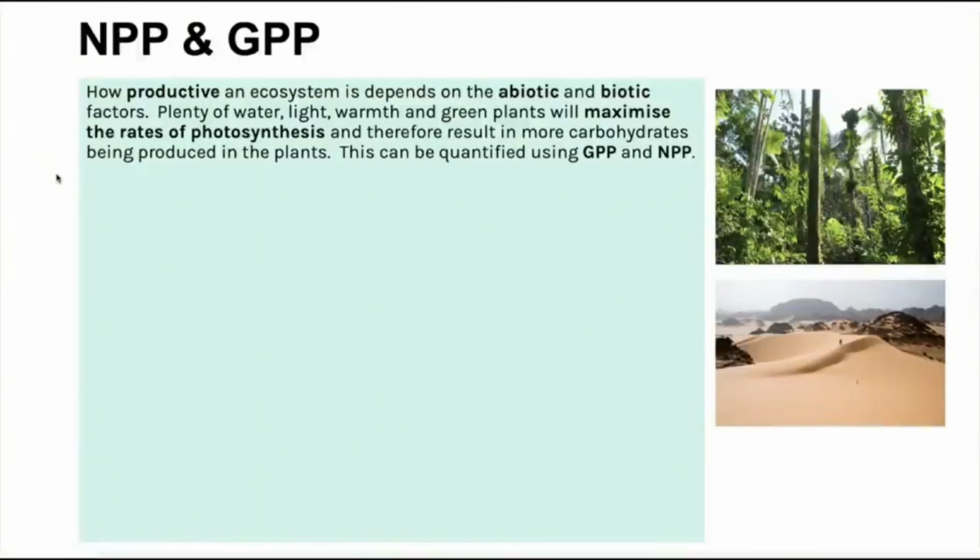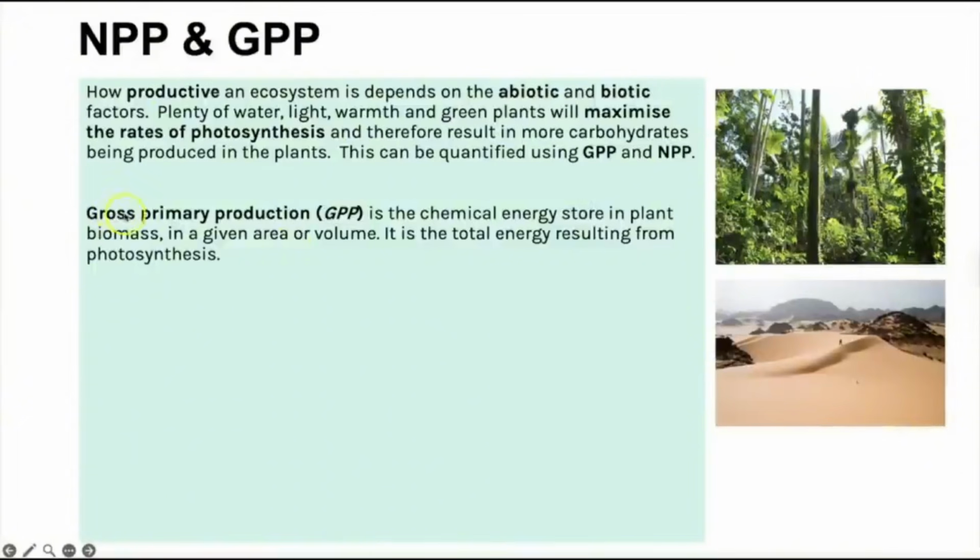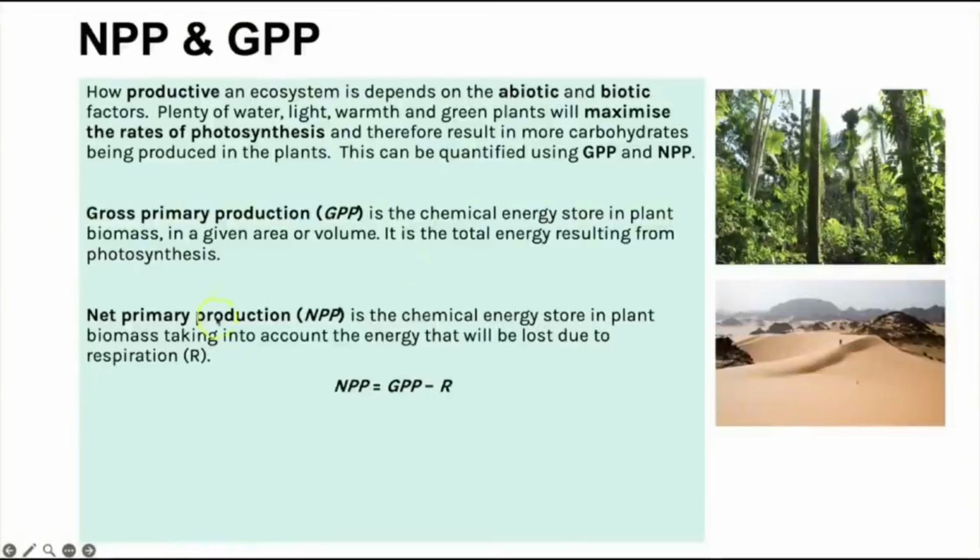How productive an ecosystem is depends on the abiotic and biotic factors. So if there are plenty of favourable abiotic factors, water, a high light intensity, optimum temperature, then green plants will be able to photosynthesize at their maximum rate and therefore produce more organic substances such as carbohydrates, and therefore it's more productive. And this can be quantified using GPP and NPP. GPP, which is gross primary production, is the chemical energy stored in plant biomass in a given area or volume. So basically it's the total energy resulting from photosynthesis.